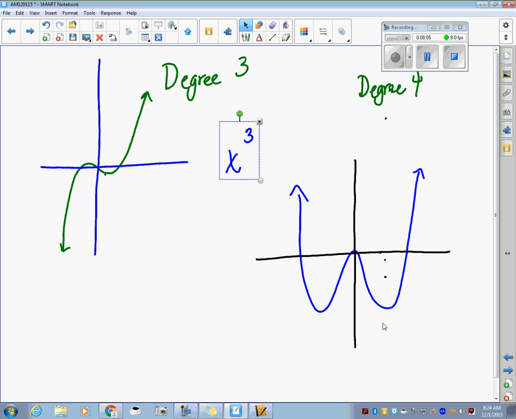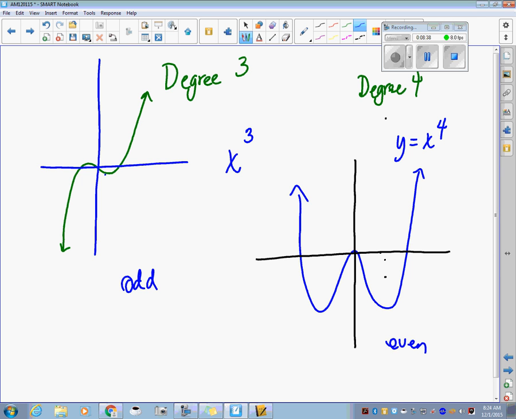But this is actually even. Because if I fold this along the y-axis, doesn't it match? Okay? So if this is the equation, this is y equals x to the 4th, and that's all there is to that one. So the only exponent is even. This one would be odd. This one is odd, and this one is even.